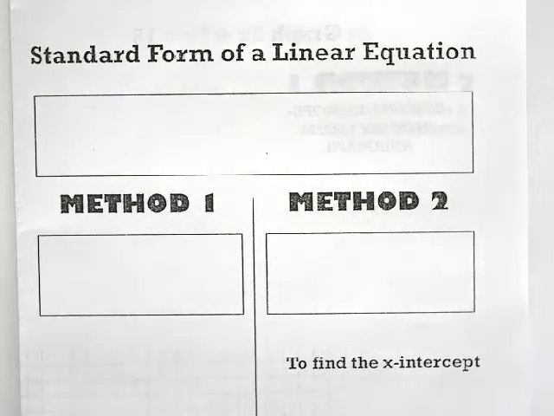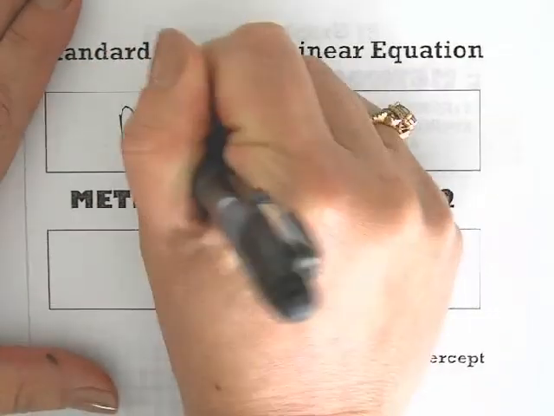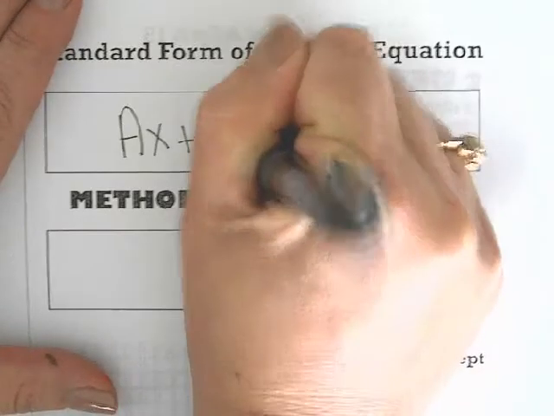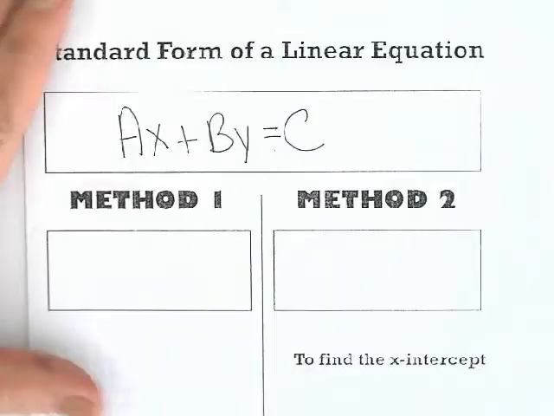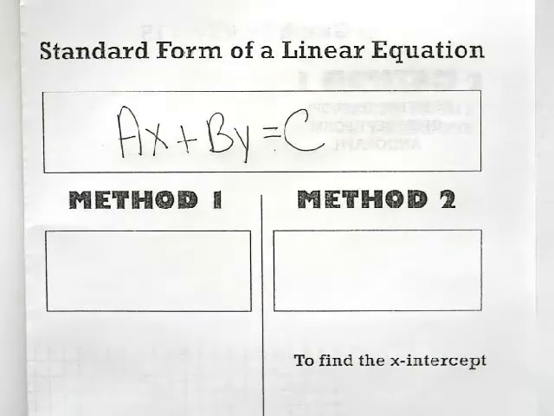You can only use this for linear equations, just like slope-intercept form and just like point-slope form. So our equation is Ax plus By equals C.